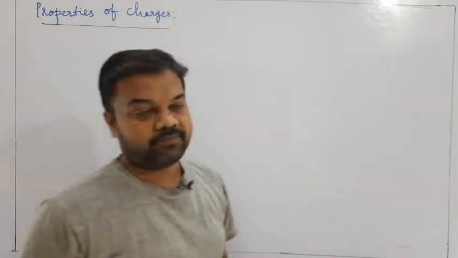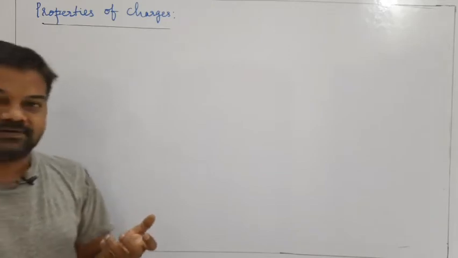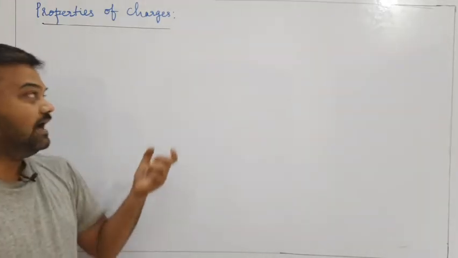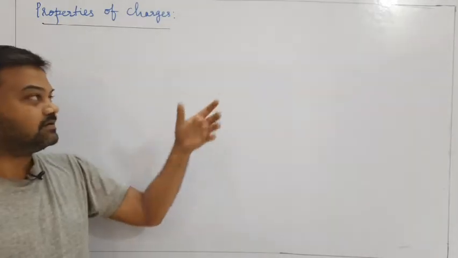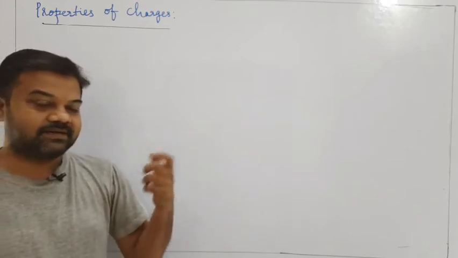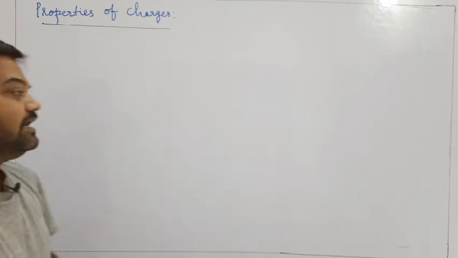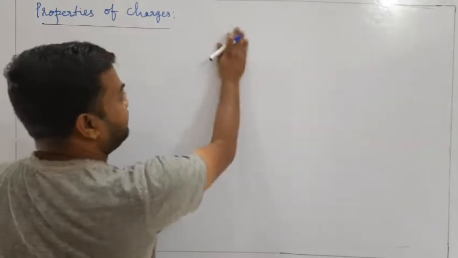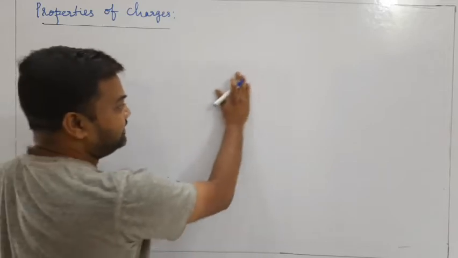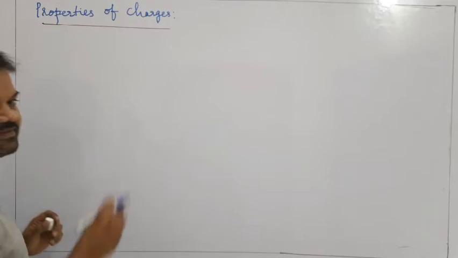The first property is that charge is transferable. Charge can be transferred from one body to another body. This concept is based upon methods of charging. Charging can be done by induction, friction and conduction; like this there are three methods. In our chapter we need not study all of that, only how the charge can be transferred.